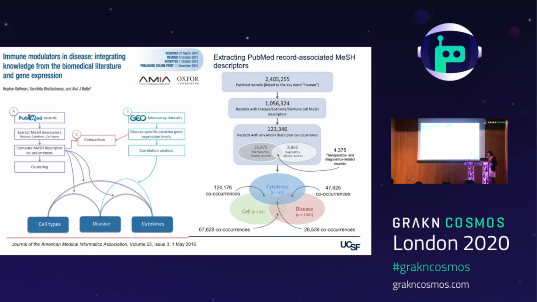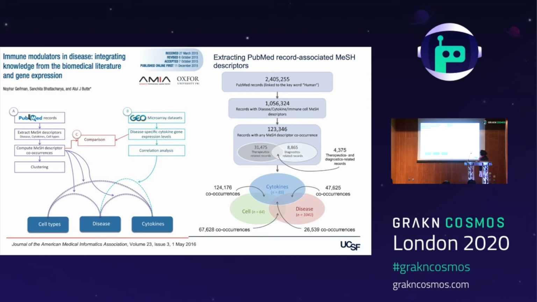Now I will show you one of the initiatives we did back in 2015 in terms of knowledge-based work. This is about immune modulators in disease, integrating knowledge from the biomedical literature and gene expression. We published this paper in 2016. I'll walk you through the steps that we did.